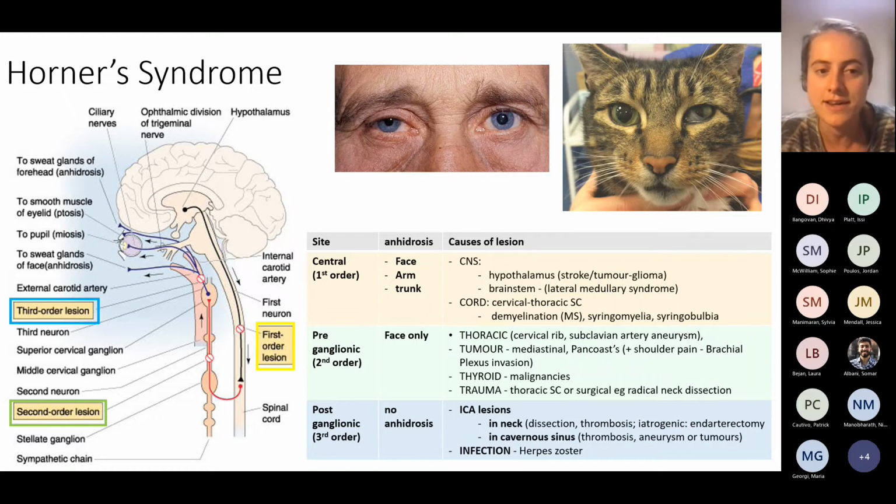I think the key thing to remember is: is it central, is it preganglionic, is it postganglionic? If it's central, then you'll get anhidrosis of quite a large area. If it's preganglionic, only the face, and postganglionic, no anhidrosis at all. Don't worry if this is too niche for you. I made it in a panic last year before exams and thought I'd include it. You can see the causes, and you can come back to this in your own time. It kind of stands to reason if you look at the diagram and where the causes of the lesions could be.